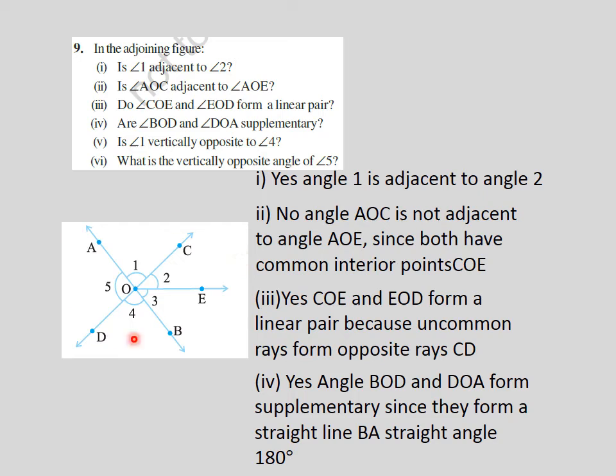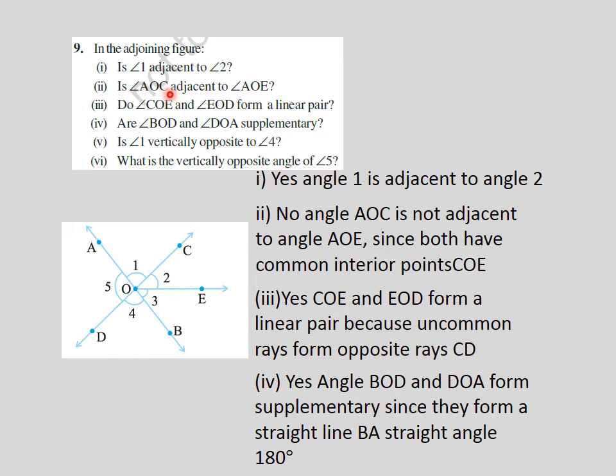In the adjoining figure, is angle 1 adjacent to angle 2? Are they adjacent? Is it very clear to you or not? Angle 1 and angle 2 have a common vertex O, they have a common arm OC, and they don't have common interior points. So angle 1 and angle 2 are adjacent angles.